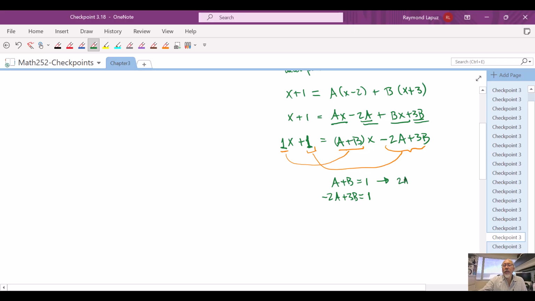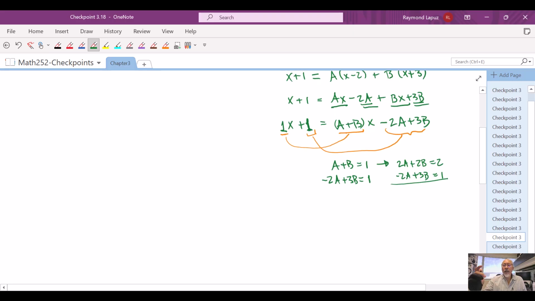So that's 2a plus 2b is equal to 2. I'll keep the second equation the same, minus 2a plus 3b is equal to 1. And I will go ahead and combine or add these two things so that the a's will go away. I'll have 5b is equal to 3, so b will equal 3/5.